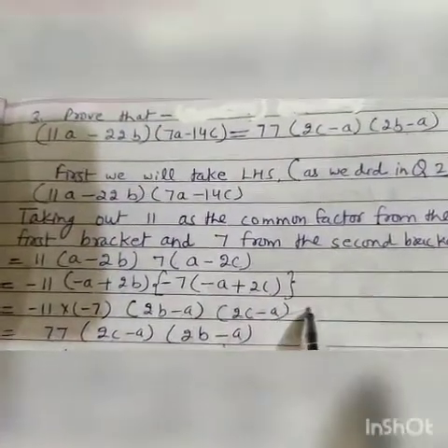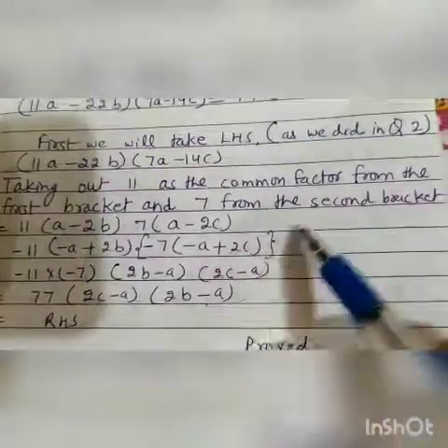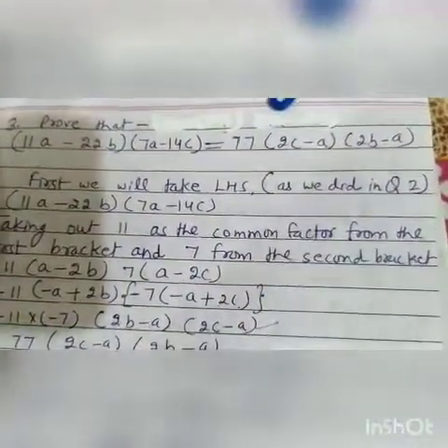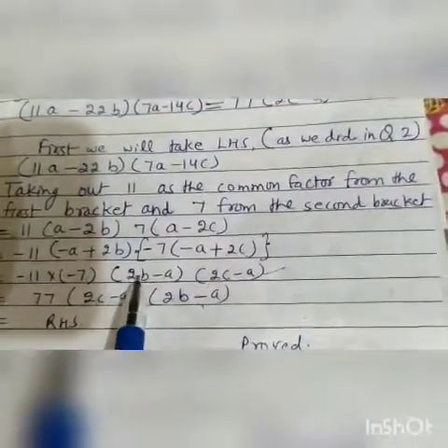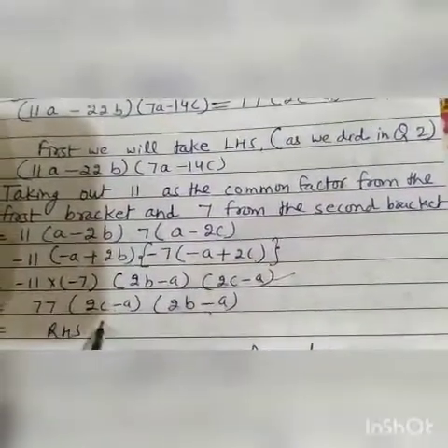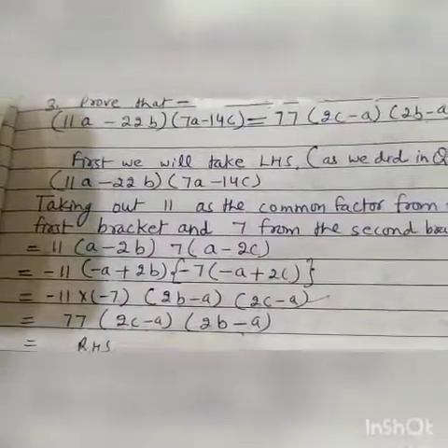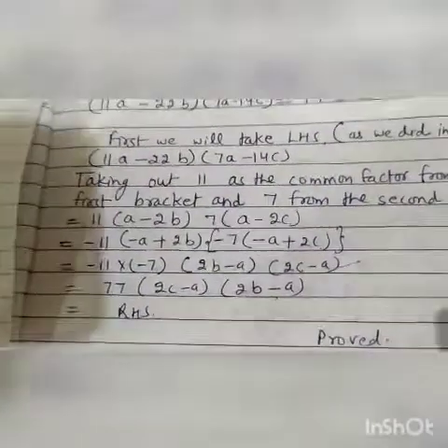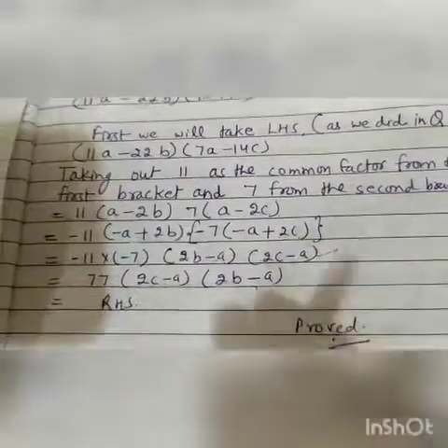If we write it like this, then no problem. But we have to compare it with the given right hand side. 77, then (2c − a)(2b − a). So we have changed first bracket to second and second to first. Now we can say this is equal to right hand side. It is proved. In the second question also you will write here proved in the last.